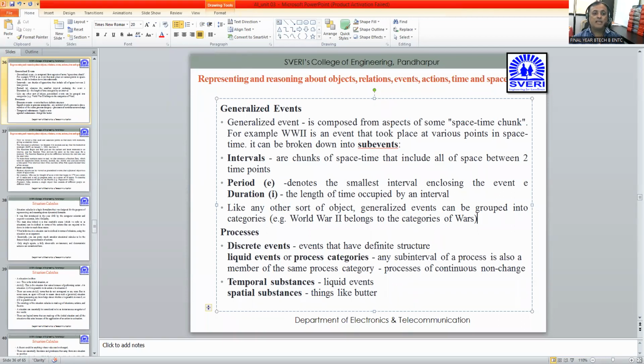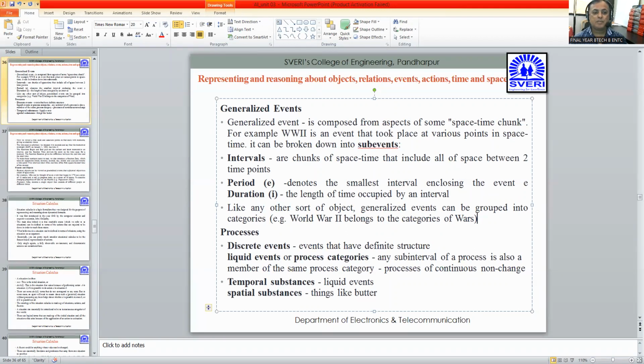Understanding? Then comes process. We have seen generalized events; now let's see process. In a process, first come discrete events, events that have a definite structure. So which events will be discrete events? Obviously discrete intervals, meaning a definite structure. Liquid events, or the process categories, are nothing but sub-intervals of a process, also called members of the same process category.